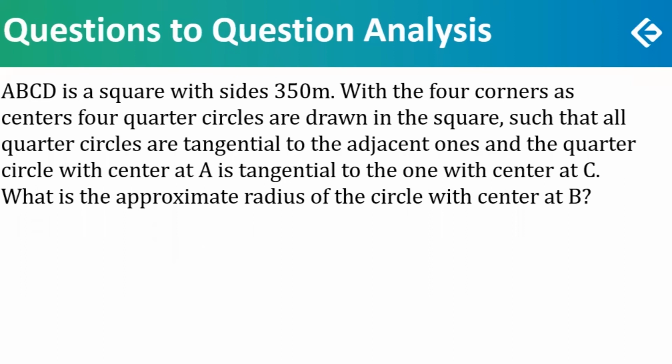What type of quarter circles are there? They are not all equal. Opposite quarter circles are congruent, but adjacent ones are not. All the quarter circles are tangential to adjacent ones, and the quarter circles with centers at A and C, opposite vertices, are also tangential.